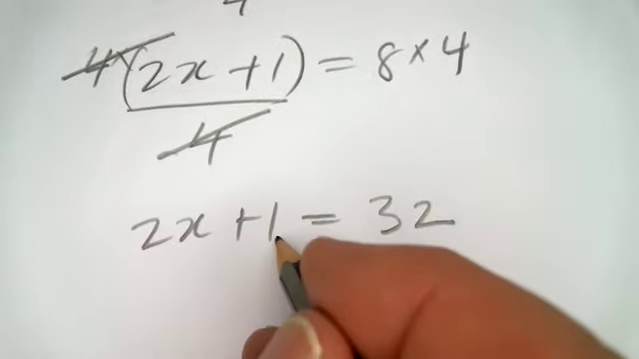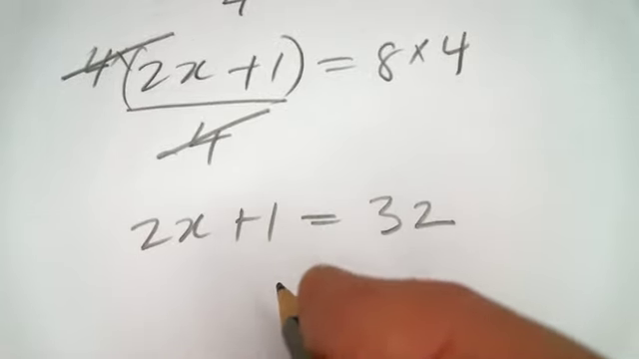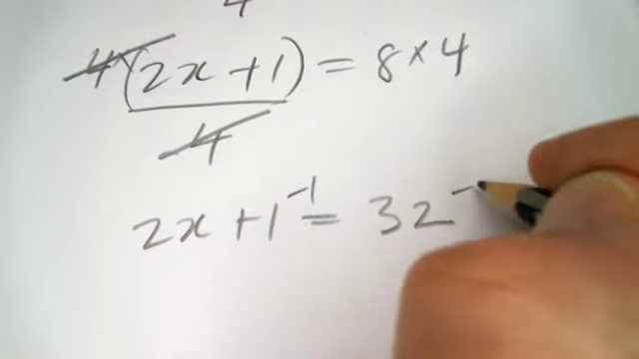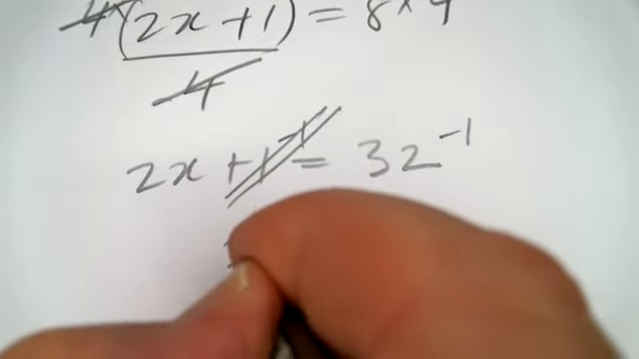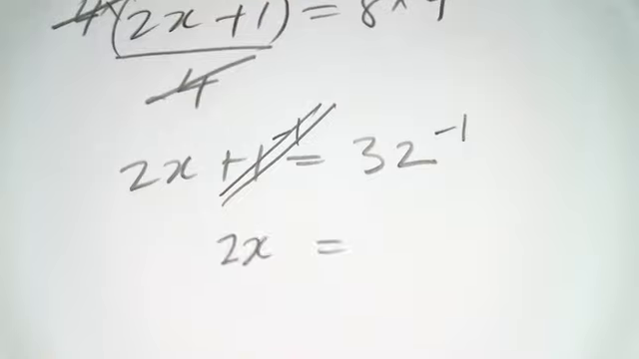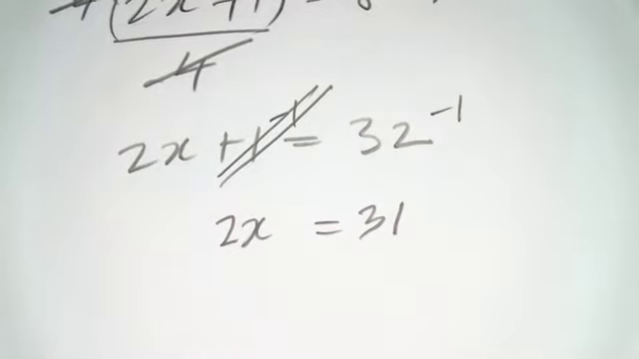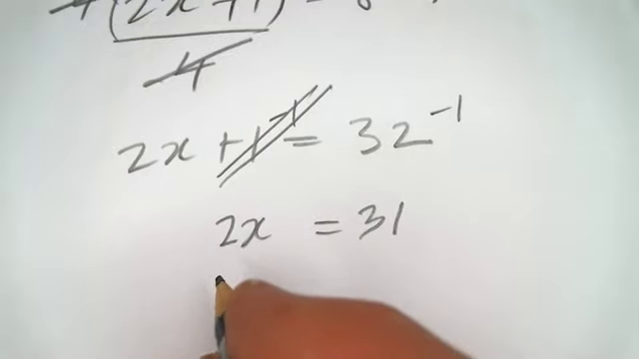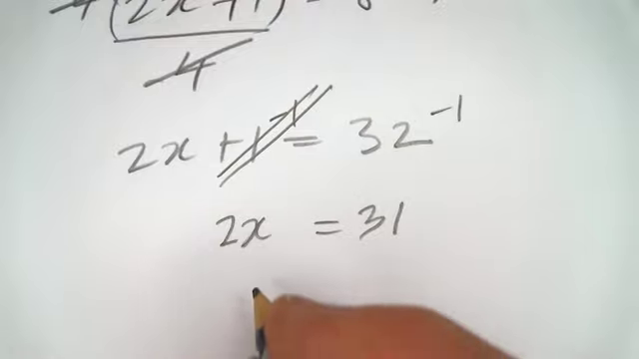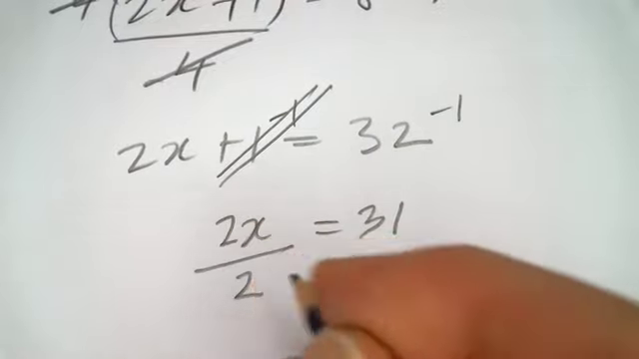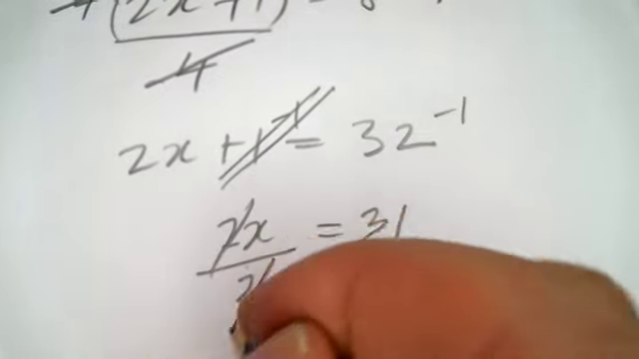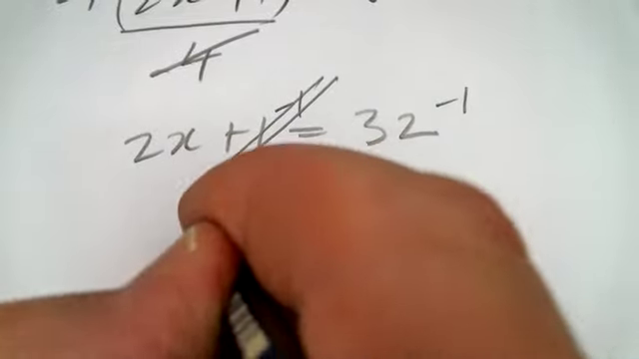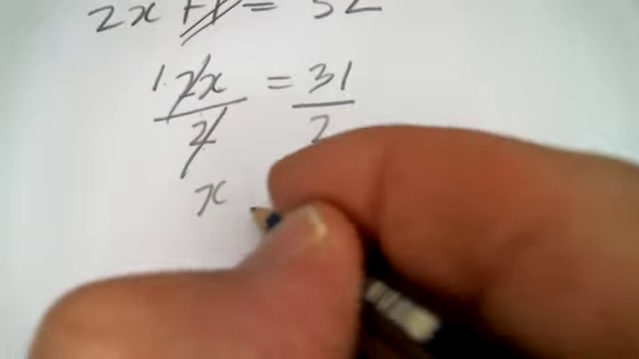Now, I've got a plus 1 over here, and I'm going to undo the plus 1. In this case, I can subtract 1 from both sides. 1 minus 1 is 0, leaving me with 2x equal to 32 minus 1, which is 31. Now I'm going to get rid of the 2, because we want to get rid of all the knowns, leaving me with just the unknown, which is x. So I'm going to undo the 2 times with a 2 divide, dividing both sides by 2. Of course, 2 divided by 2 is 1, and 1 times x leaves me with x.